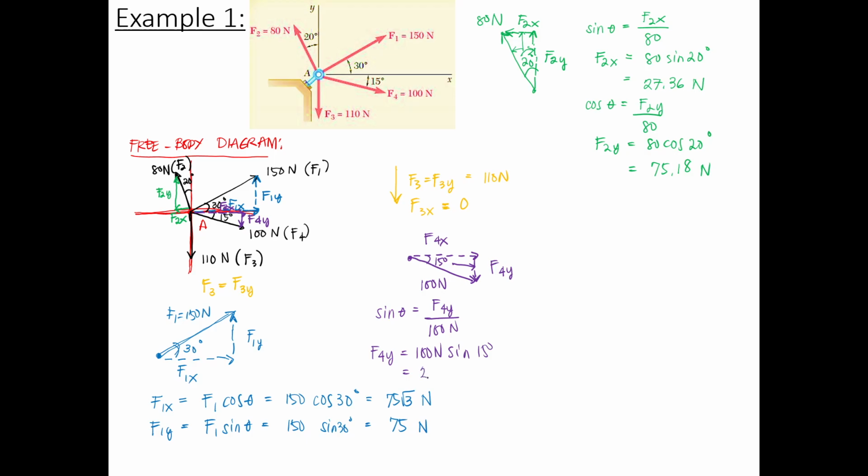So you have 25.88 newtons. So the horizontal component: again 15 degrees, the adjacent of the angle is this one, then the hypotenuse is 100 newtons. So F4x is equal to 100 newtons cosine 15 degrees. So the answer is 96.59 newtons.